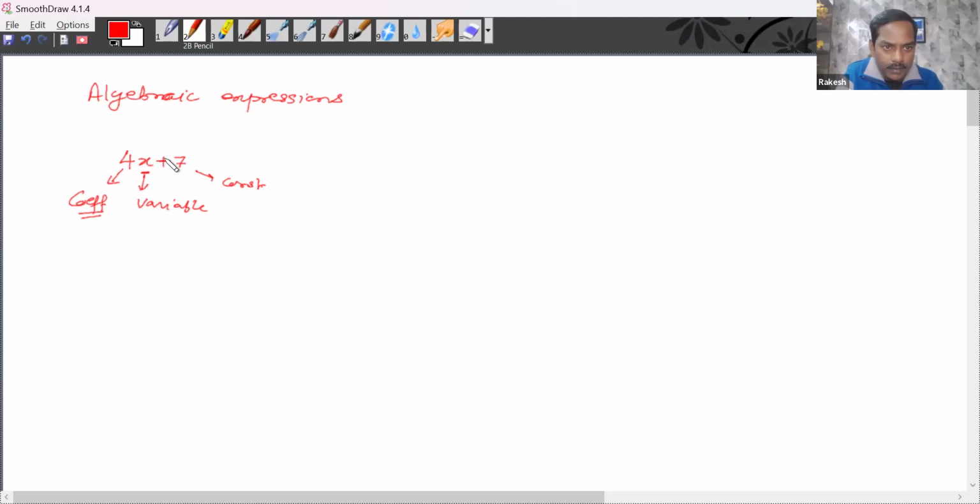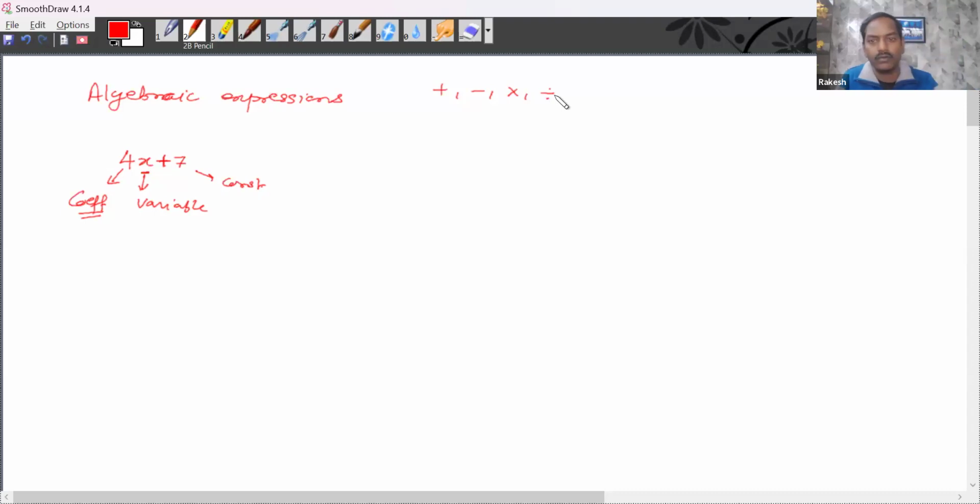And there is a plus sign. That means there is some mathematical operator also involved, right? The basic mathematical operators are what? Plus, minus, multiplication, and division. So the combination of variable, coefficient, constant, and mathematical operators together, whatever is formed, we call it an algebraic expression, right? So this is the simple meaning of algebraic expressions.